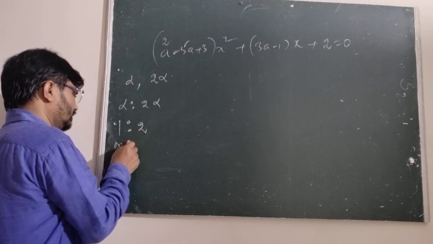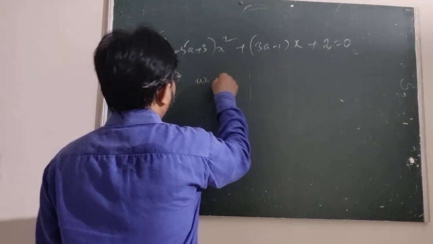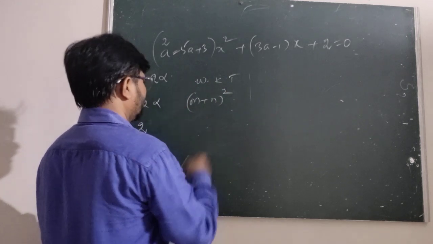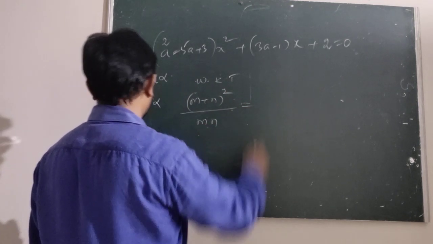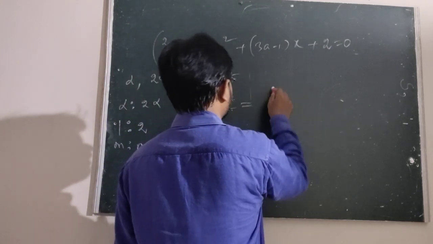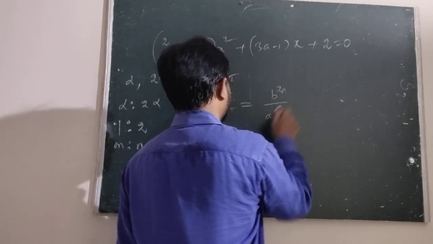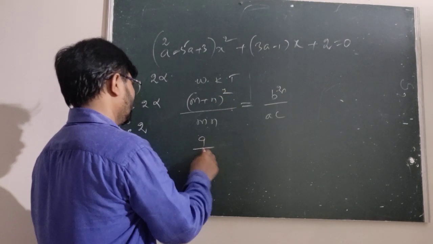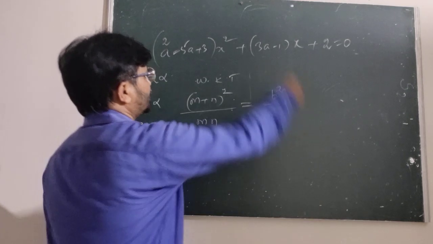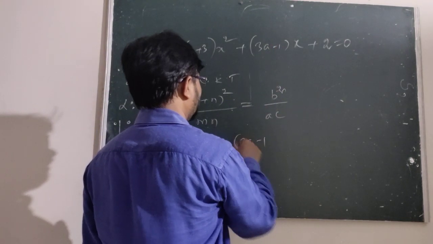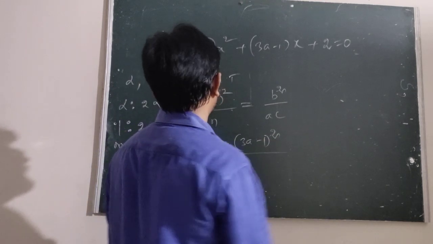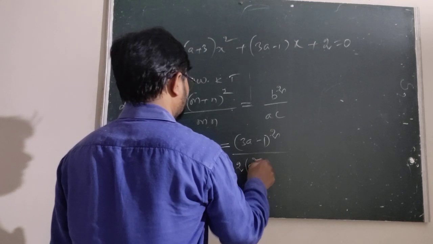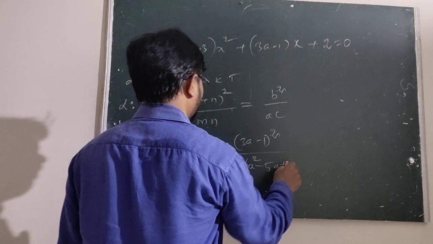Now take this as m is to n. We know the condition (m plus n) whole square by mn equal to b square by ac. m plus n whole square is 1 plus 2, 3, 3 square is 9, by 1 into 2, that is 2. b square is (3a minus 1) whole square by ac. a into c is a square minus 5a plus 3, so 2 into (a square minus 5a plus 3).